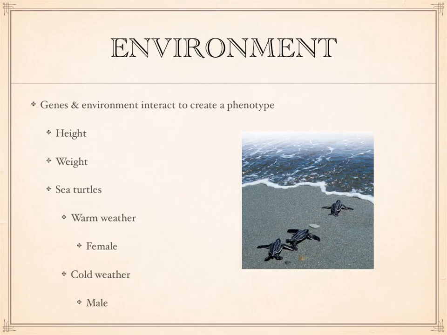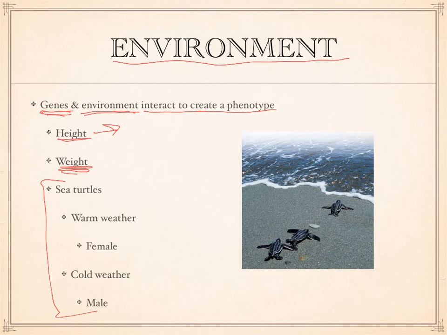The last thing that contributes to expression of phenotype is the environment. Okay, the genes that you inherited from your parents, and the environment are going to interact to create a phenotype. For example, in height, if in your developmental years when you were going through growth spurts, you weren't given a whole lot of nutrition, you weren't getting enough food, that could affect your height. Same thing with weight. If you weren't getting enough food, your weight may stay down, or if you're getting too much food, your weight may go up.